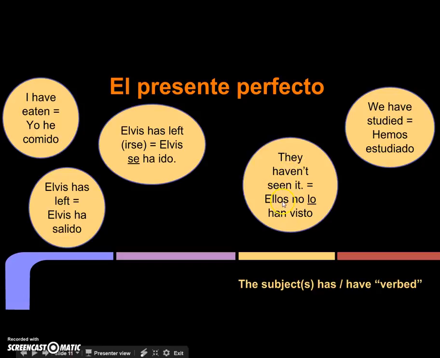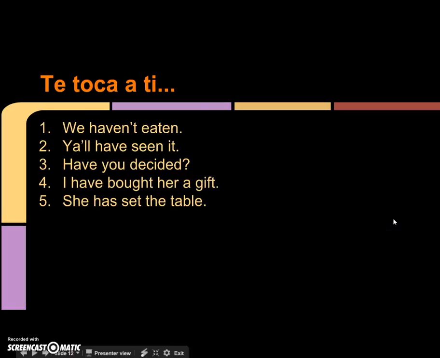Here's one with the direct object pronoun. They haven't seen it. Ellos no lo han visto. So the lo goes all the way before the present perfect. This is considered one verb conjugation right here. It's just two words, but it's the entire verb conjugation. So you have to put the pronoun before the conjugated verb. You can't put it anywhere else. Okay? All right, so pause and try to translate these sentences. All right, and we'll come back in a second and check your answers.